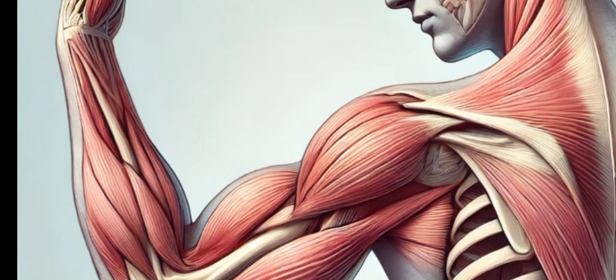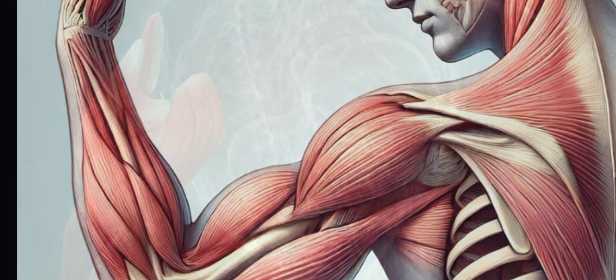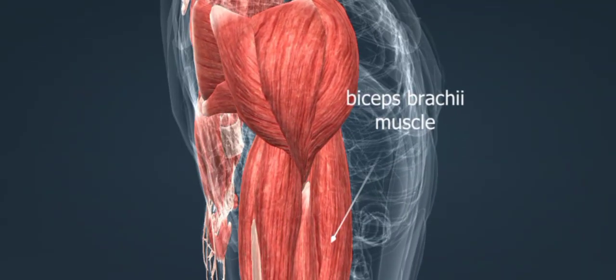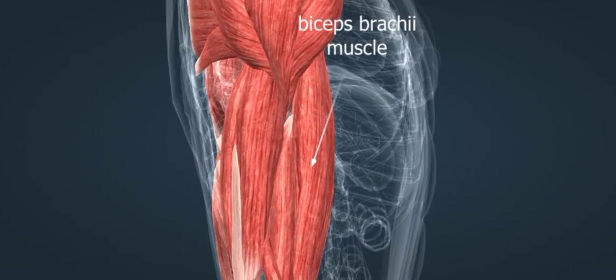Key functions of the biceps brachii are: flexion of the elbow, it helps in bending the arm at the elbow; supination of the forearm, it assists in rotating the forearm so that the palm faces upward; flexion of the shoulder, it can also help in raising the arm at the shoulder joint.